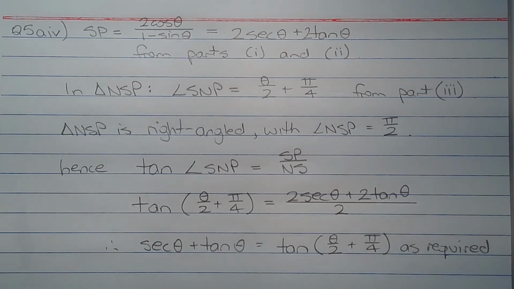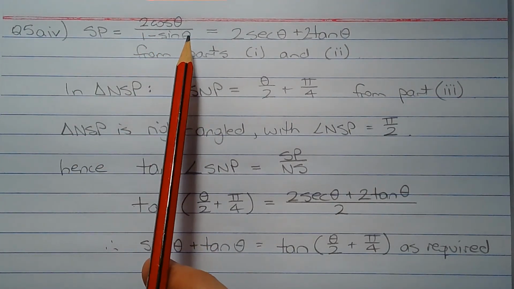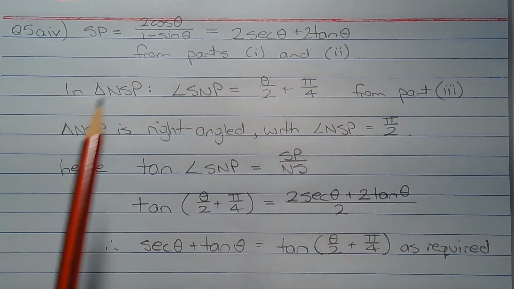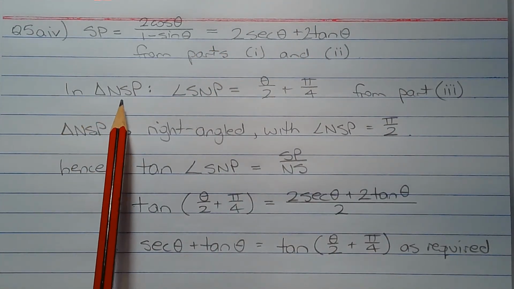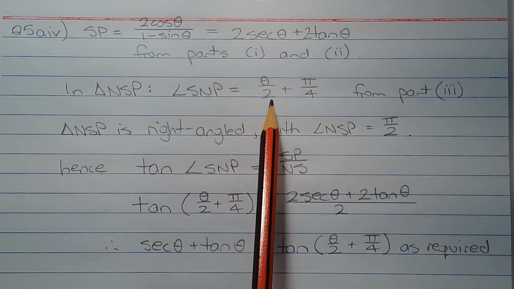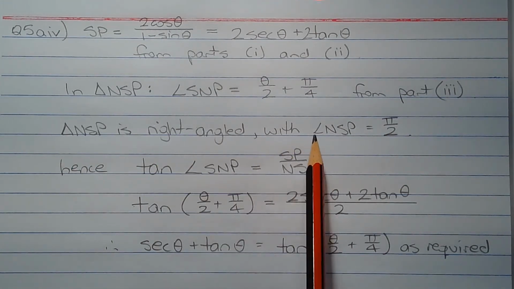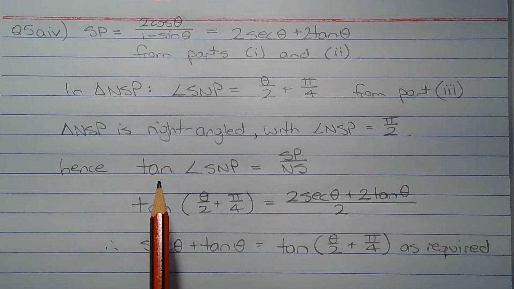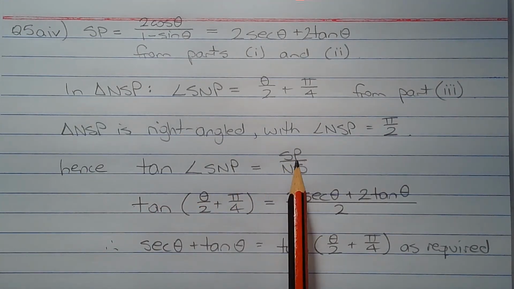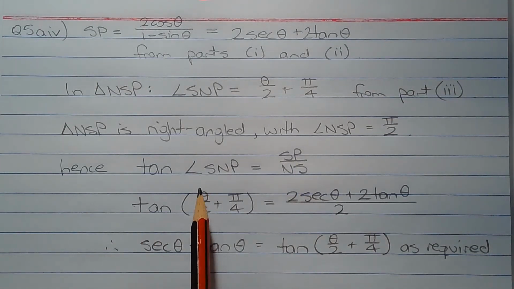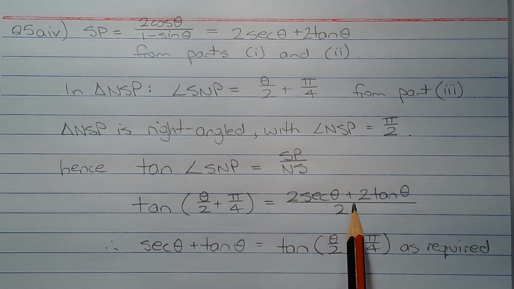Putting this all together, we can write SP is equal to 2 cos theta over 1 minus sine theta, which equals 2 sec theta plus 2 tan theta from parts 1 and 2. In triangle NSP, angle SNP is equal to theta over 2 plus pi over 4, and that's from part 3. Triangle NSP is right angled, with angle NSP equal to theta over 2. Hence, tan of angle SNP is equal to SP over NS. So that's the opposite over the adjacent. Tan of theta over 2 plus pi over 4 is equal to 2 sec theta plus 2 tan theta over 2. The 2's will cancel. Therefore, sec theta plus tan theta is equal to tan of theta over 2 plus pi over 4 as required.